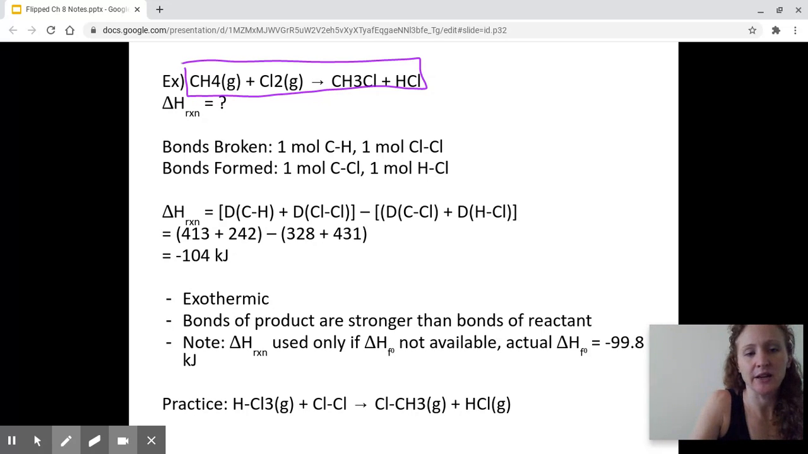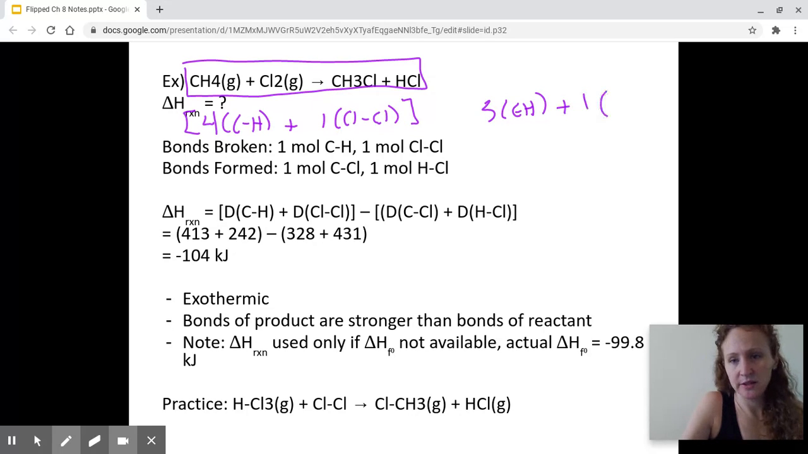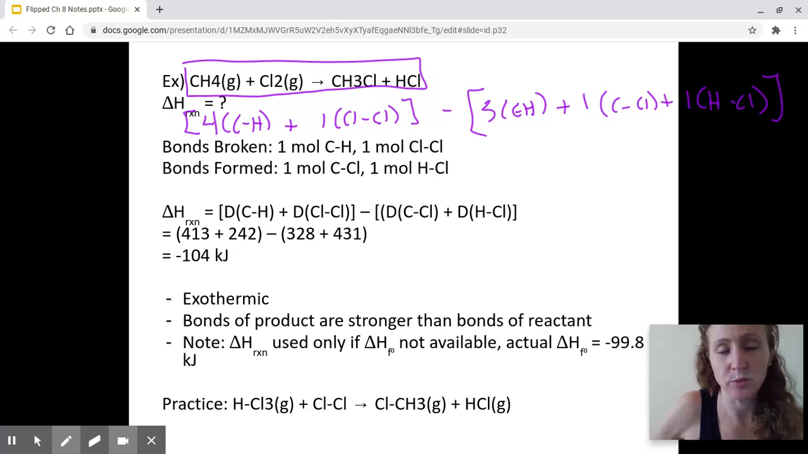So if we did that, we would have like 4 carbon hydrogen bonds are going to get broken. 1 chlorine bond is going to get broken. Okay, so that is going to be the sum of our bonds broken, and then we're going to form 3 carbon hydrogen bonds plus 1 carbon chlorine bond plus 1 hydrogen chlorine bond. And those are going to be all our bonds formed, which we're going to subtract.